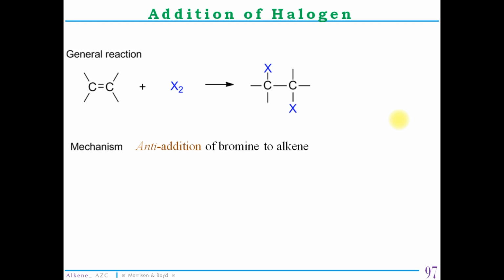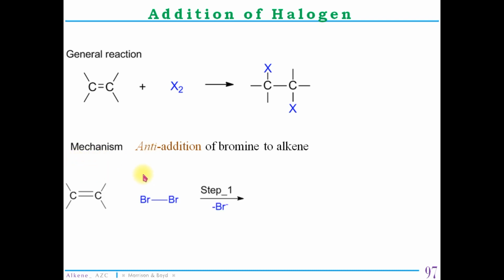Addition of halogen to alkene will give a vicinal dihalide. Vicinal means the halogens are connected to adjacent carbons, while if the same carbon contains two halogens, it is called a geminal dihalide. It is an anti-addition of halogen to the alkene.